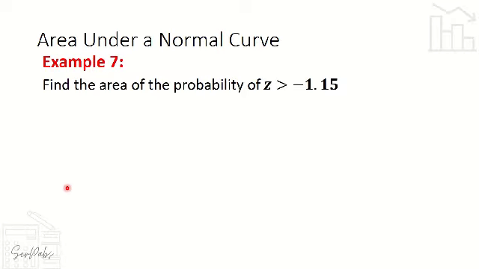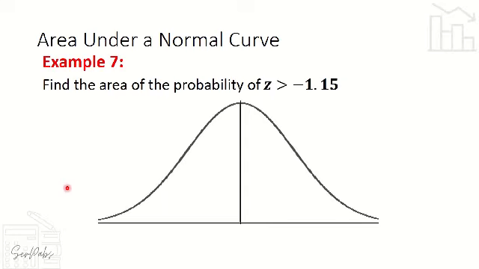Okay, example number 7. Find the area of the probability of Z is greater than negative 1.15. Greater than negative 1.15 yung ating letter C, so lahat ng mataas sa negative 1.15. Initially, let's draw our normal curve and then let's locate our Z-score, negative 1.15. Anong area yung dapat merong shade? Lahat ng area na mas mataas sa negative 1.15, so lahat ng area papunta sa kanan. Dapat shaded area siya.